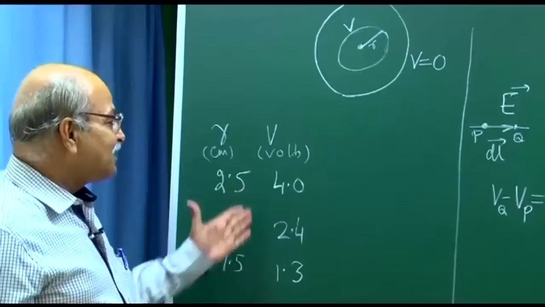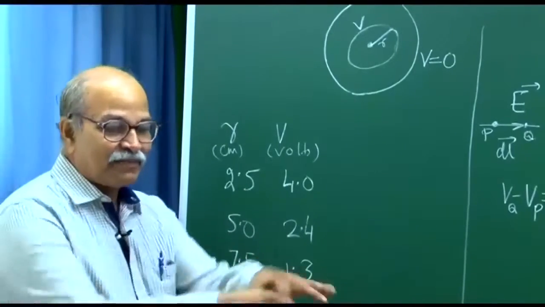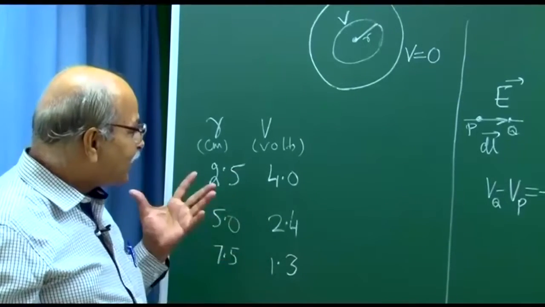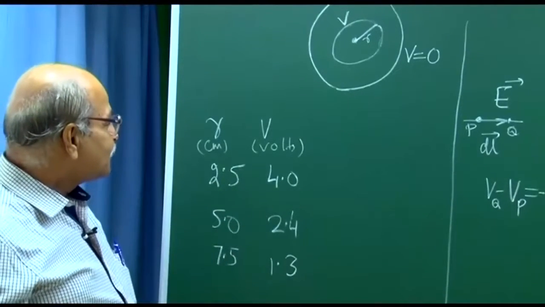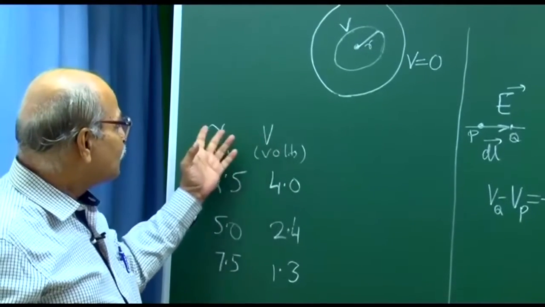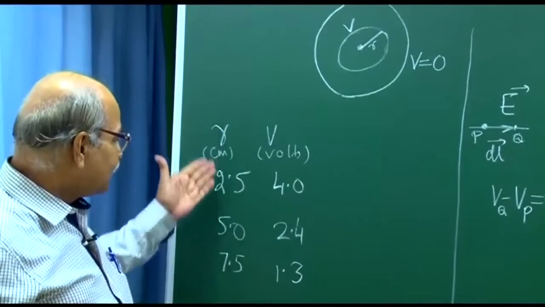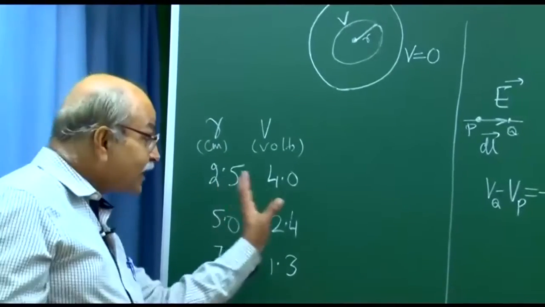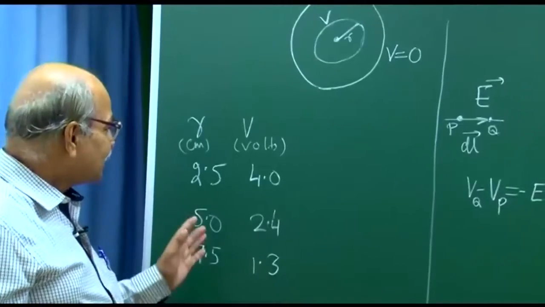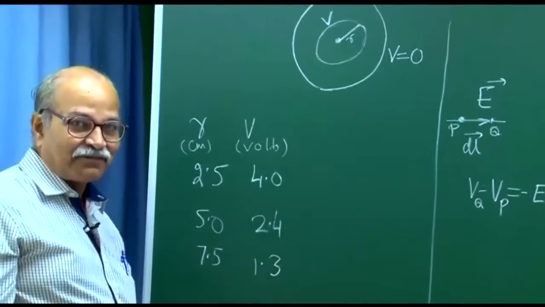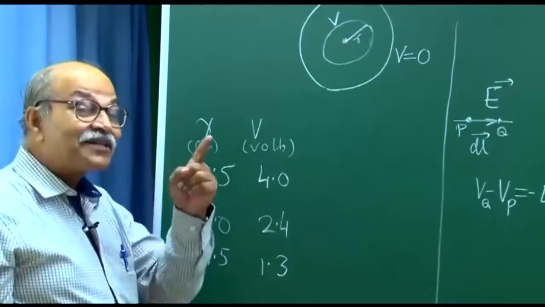You have just 3 points here. Of course, one can measure at many more points, but with these 3 points, can you guess what is the functional dependence of this potential on this r? As r increases, this potential decreases, that is fine. But what kind of dependence is this? Whether it is 1 by r type or 1 by r square type or some other functional form between V and r, try to guess.